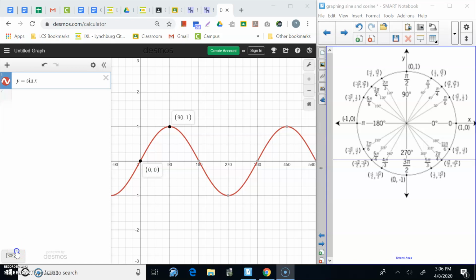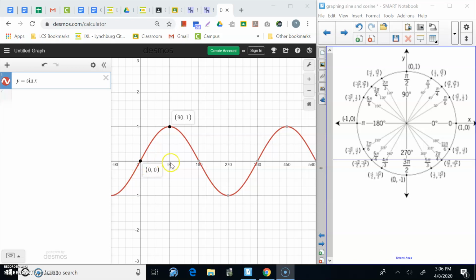Hi, this is just a short video to show you how to graph y equals sine of x and y equals cosine of x. We'll start with y equals sine of x. So x is the angle in this function. So it's going to use familiar values. We're in degrees right now, and on Desmos here, you can change that under the wrench.